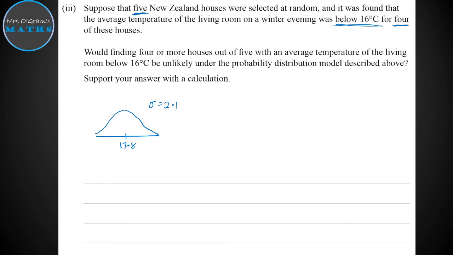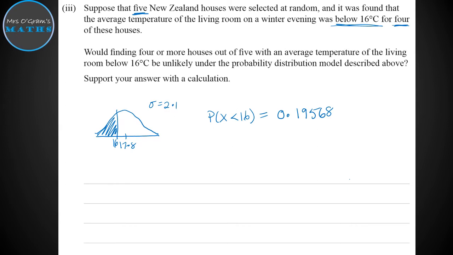So we've got the probability distribution from the previous part of the question, where 17.8 was the mean and standard deviation is 2.1. So now we want to work out what's the chance of just one of those houses ending up below 16 degrees. So we're finding out this area here. Plug that into your graphics calculator, and we get the answer of 0.19568, just from using that normal cumulative function on your graphics calculator.